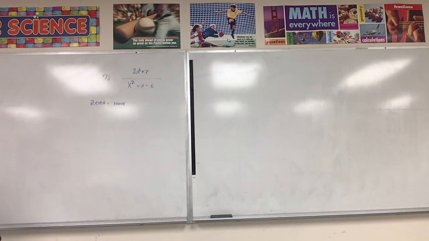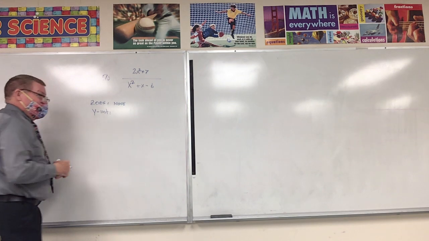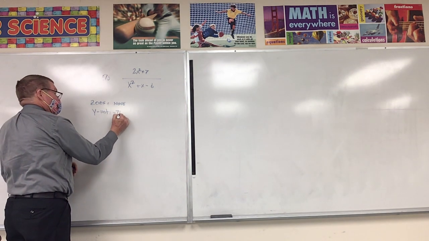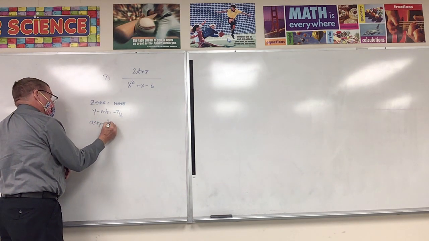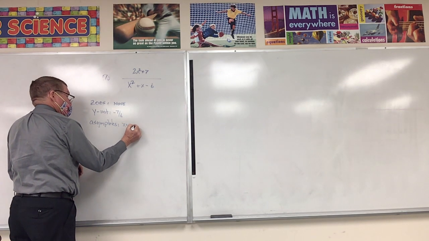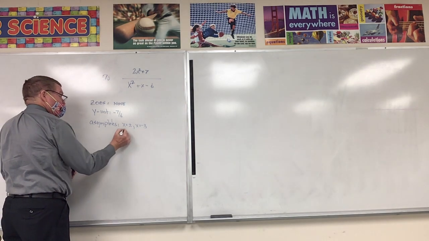Alright, what did they ask you to find? Find the asymptotes and the intercepts. Intercepts are zeros. Oh, that's what you meant. Y-intercept: negative 7/6. Yeah, that's what I found. Asymptotes: x equals 2, x equals negative 3, and y equals 2.